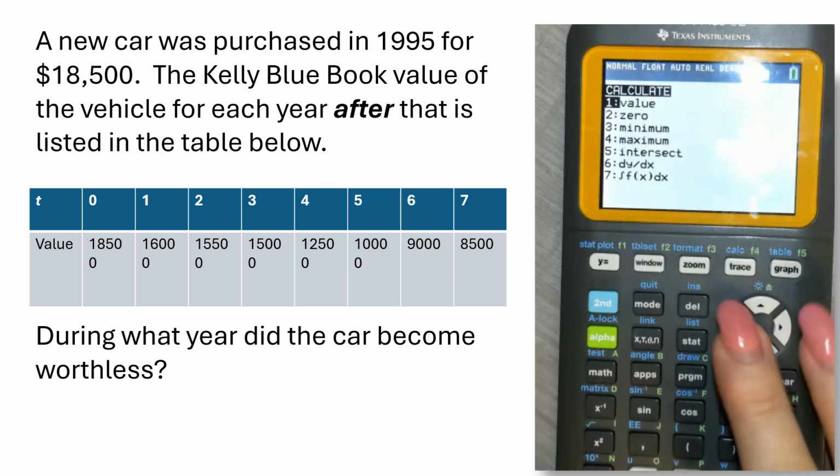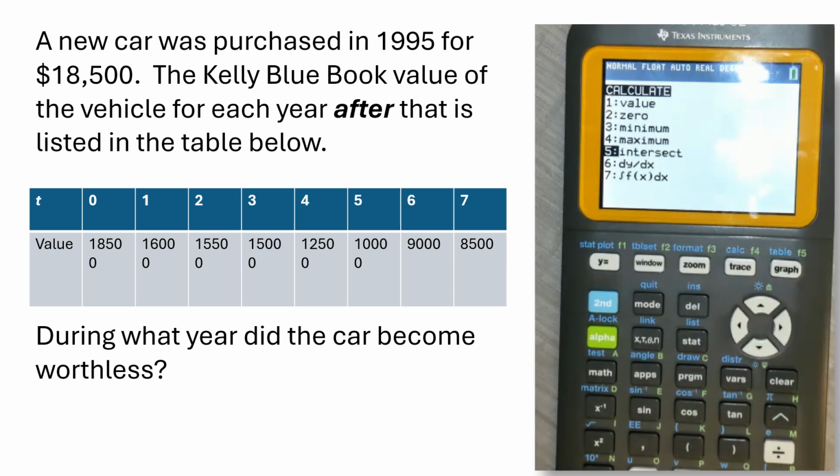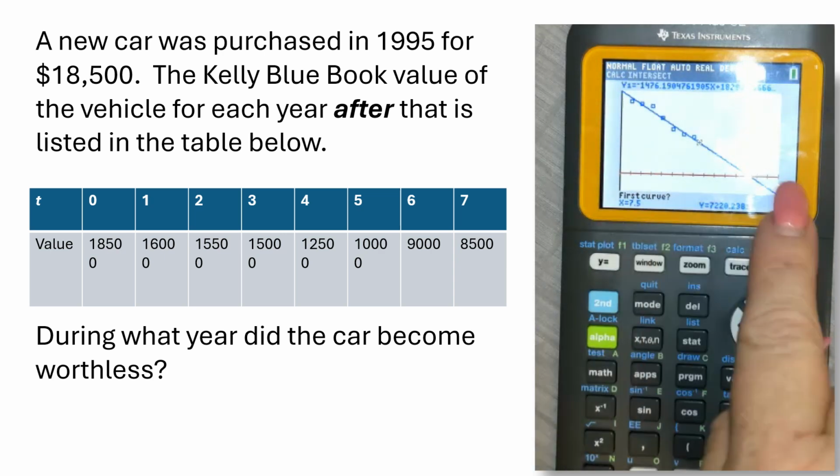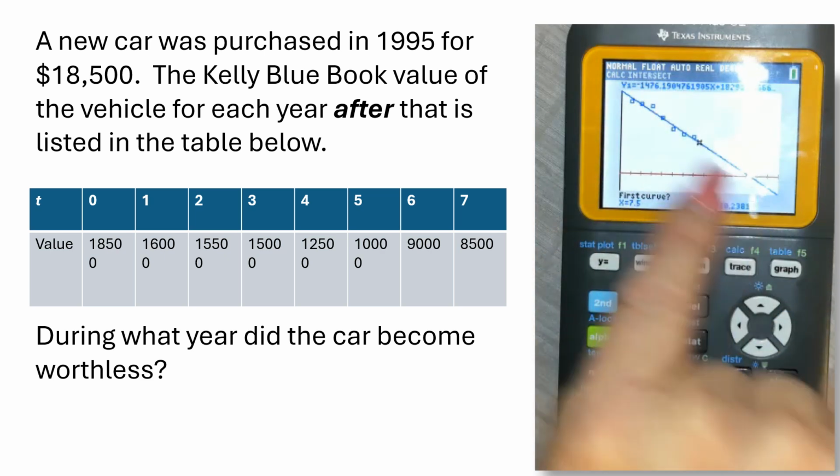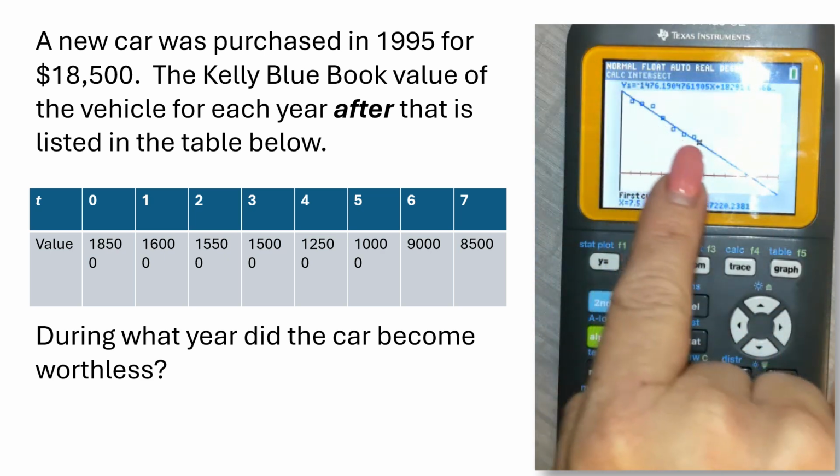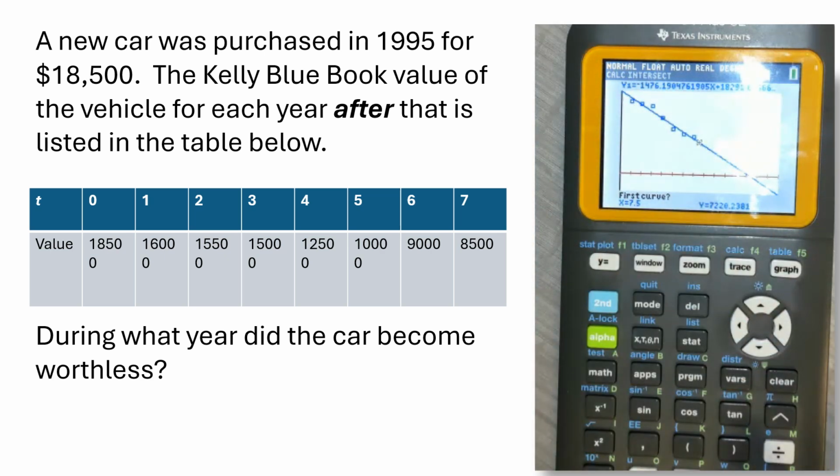So I can go second trace, and I have a choice right now to do the intersection of where the value of the car is 0, along with approximation at any given year or date what the value of the car is. And so I'm going to get close to it and press enter, enter, enter. All right. So when is it worthless? And this particular question says in what year?